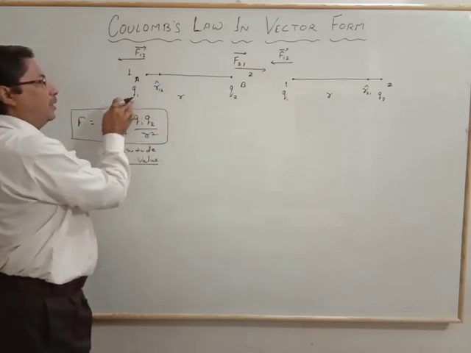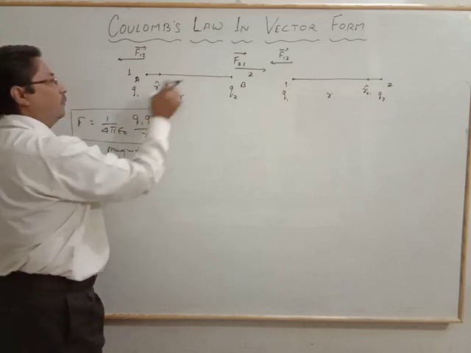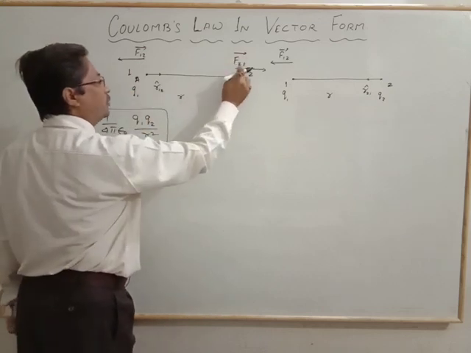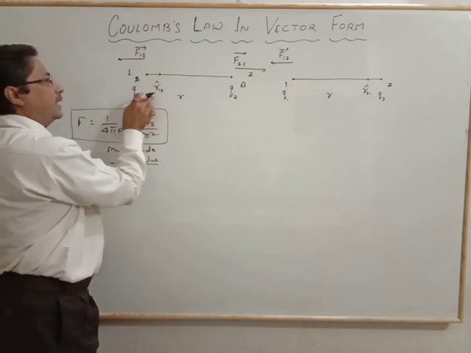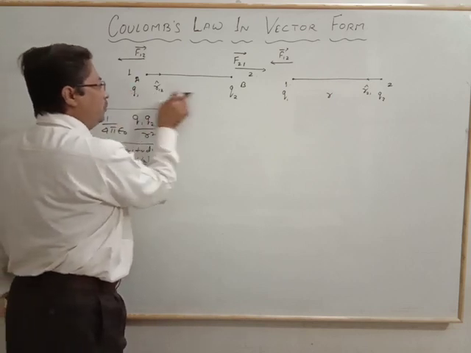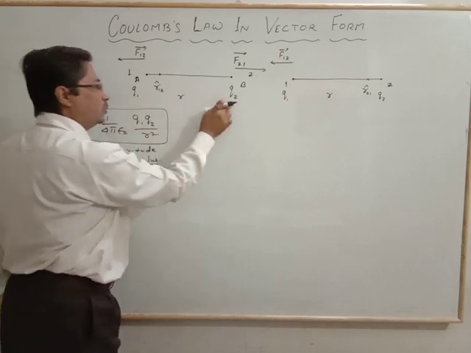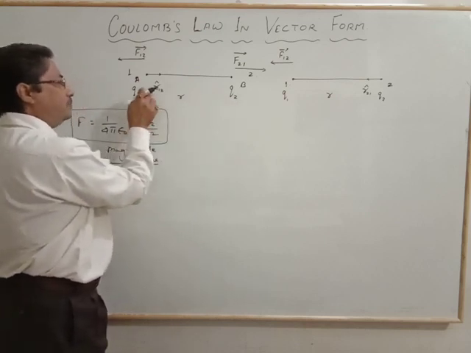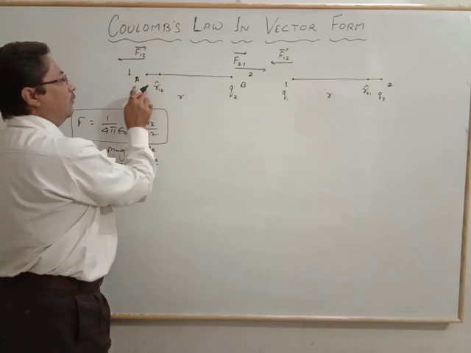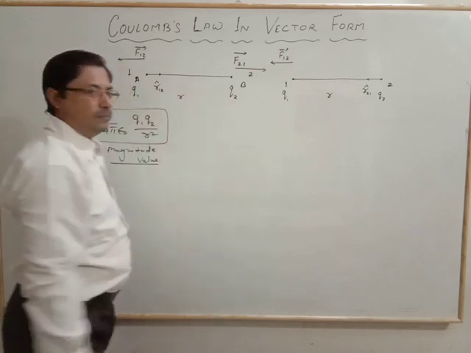If we consider the force F21, in that case the tendency arises from 1 to 2, or A to B, or from charge Q1 to Q2, or we can say the unit position vector from 1 to 2.